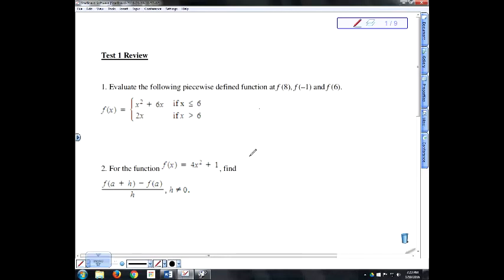Okay, this is the test review for exam 1. Question 1. This comes from section 2.1. You're supposed to evaluate a piecewise function.